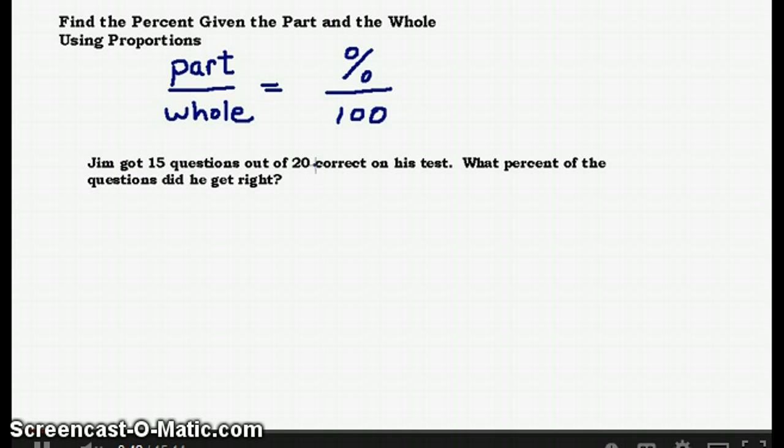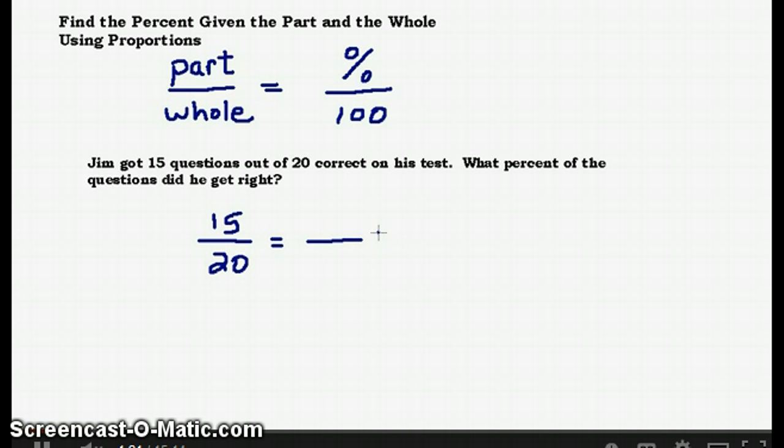Jim got 15 questions out of 20 correct on his test. So 15 would be the part in this case, and 20 is the whole, since there are 20 questions on the entire test. Now this is equivalent to the other fraction in the proportion. In this case, we don't know what the percent is. This is what we're finding, the percent over 100. It's equivalent to 15 over 20, which might be easy for us to do in our head, but we'll pretend we don't know, so we'll just do it.